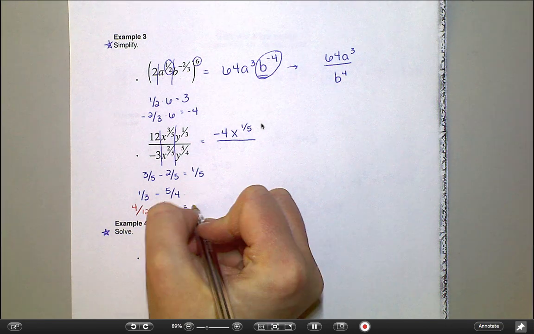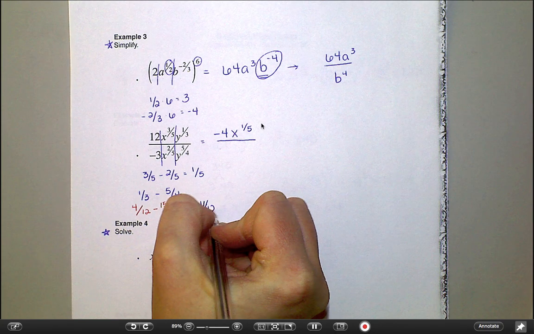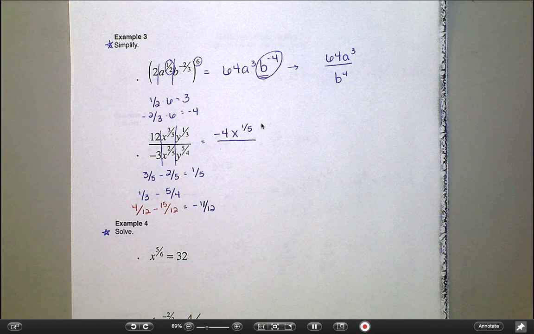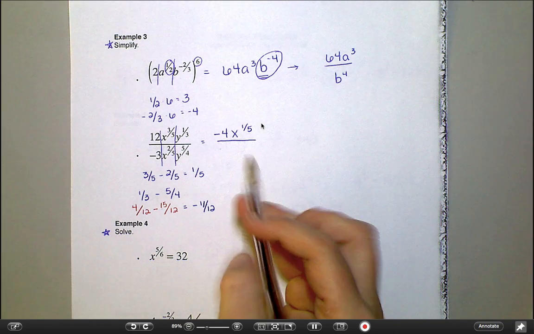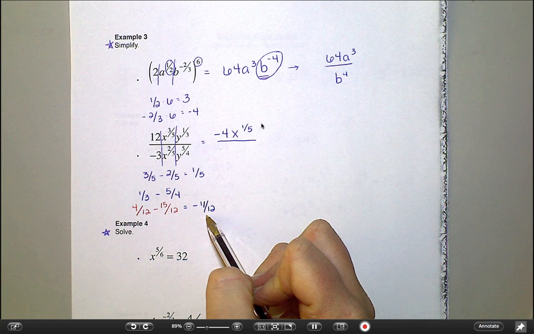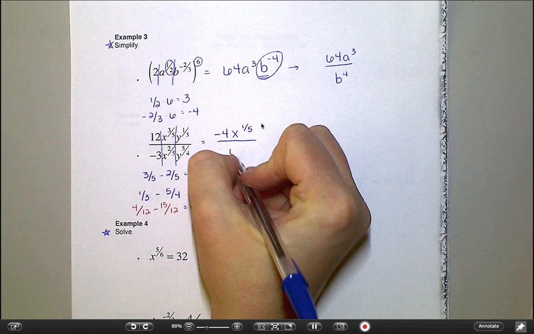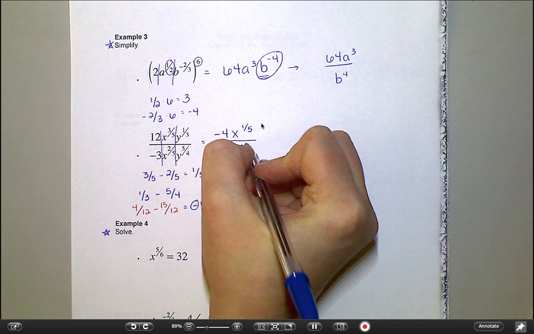That's going to make negative 11 over 12. 4 minus 15, negative 11. And so that's really y to the power of negative 11 over 12. If it's negative, that means it's going downstairs. So it's going to end up like this.